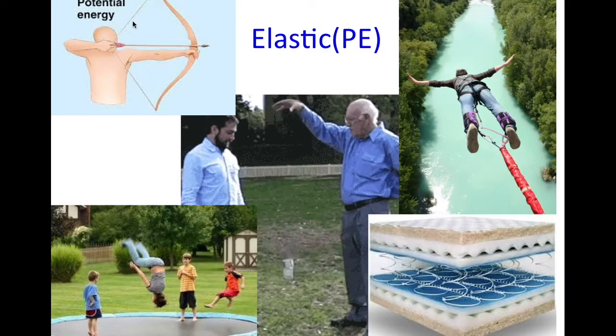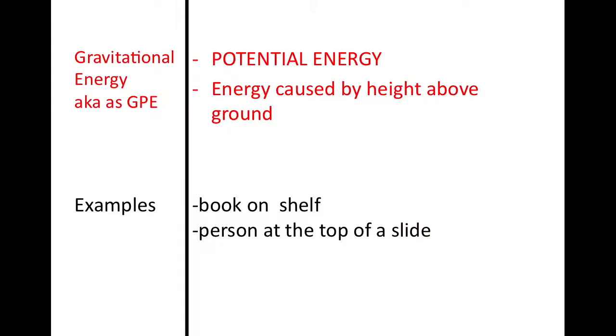So when you pull this back, it has the potential to do work, just as much as this bungee cord over here with this person falling. We also have the bed right here, or mattresses. Whenever you sit down, you have the potential of elastic energy. Okay, and then you have your trampoline over here.